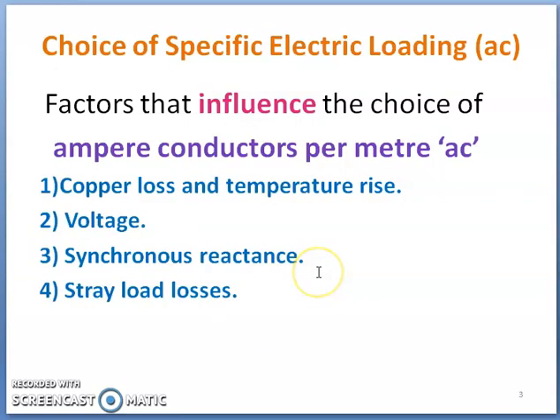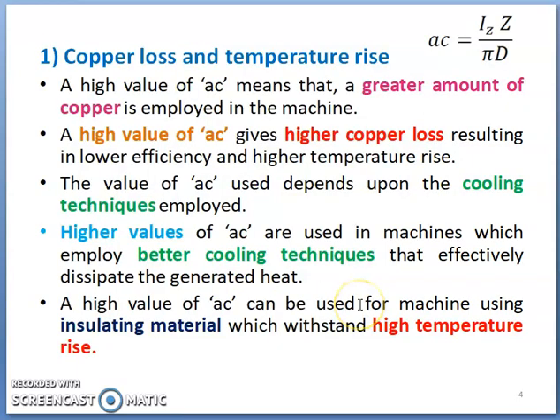Then what are the factors which influence the choice of specific electric loading, or ampere conductors per meter? These four factors will influence it: one is copper loss and temperature rise, second is voltage, third is synchronous reactance, and fourth is stray load losses. We'll discuss them one by one. Coming to the first factor, that is copper loss and temperature rise.